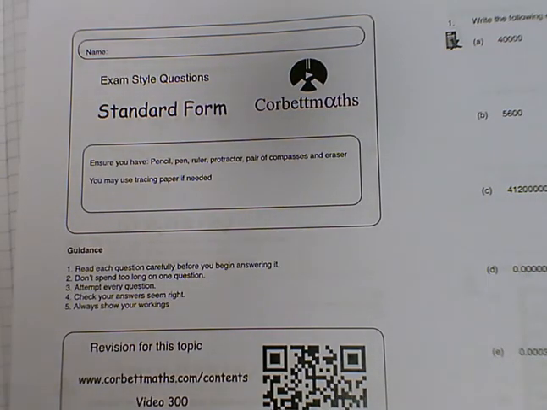What I've also loaded up onto Go for Schools for you is some standard form exam style questions from the Corbett Maths website, and these will look at exam style questions on the standard form work you did yesterday for the lesson on Wednesday, and for all the things you've done today on multiplying and dividing.